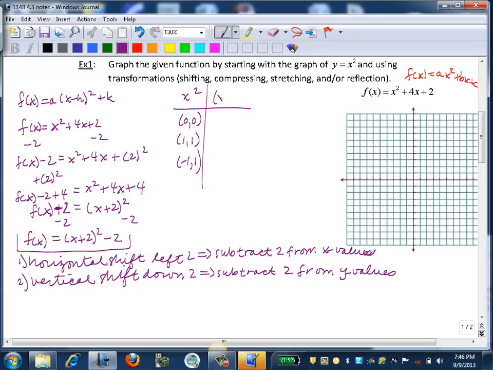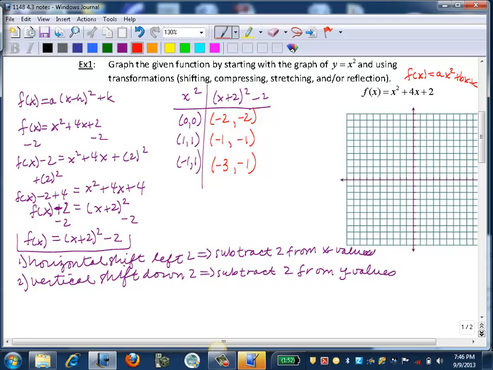And then we want our new function, x plus 2 quantity squared minus 2. So in order to shift these key points left 2, I'm going to subtract 2 from all these x values. So now I'm going to have a negative 2 for this x, a negative 1 for this x, and a negative 3 for this x. Then I'm going to shift down 2, so I'm going to subtract 2 from all my y values. So this y value becomes negative 2. Our second y value becomes negative 1. And our third y value becomes negative 1 as well.